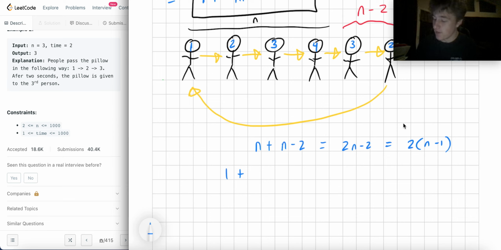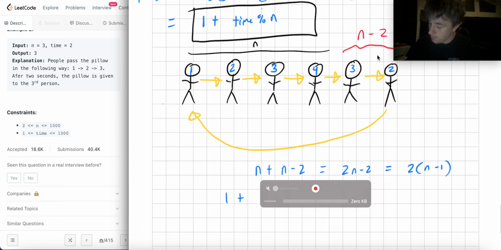So that means that we have a starting position of 1, and our ending position is time mod n. So time is the same.